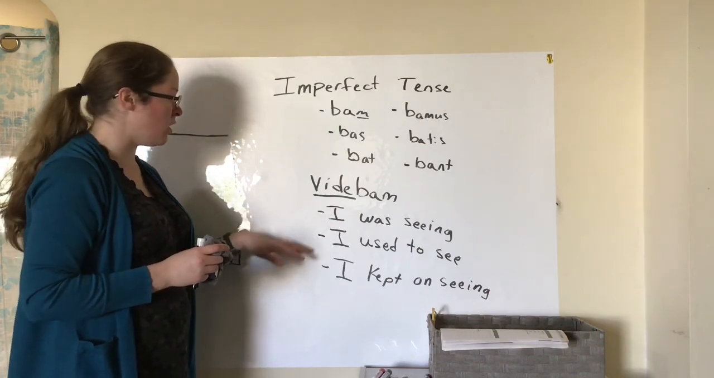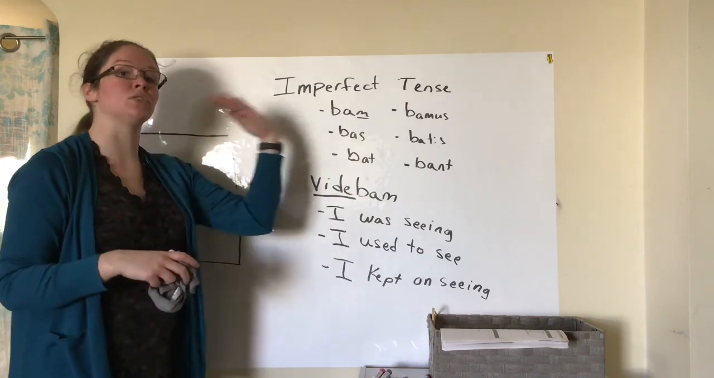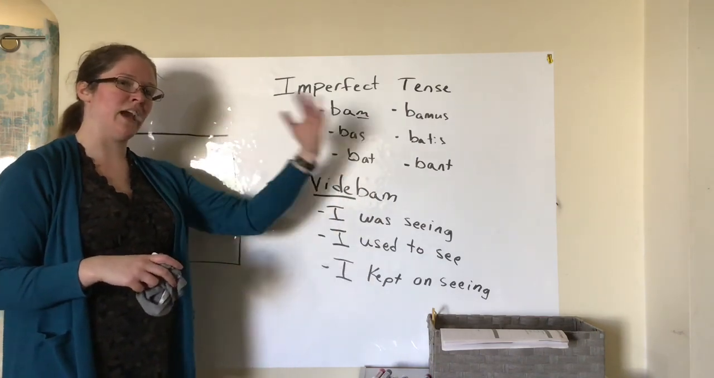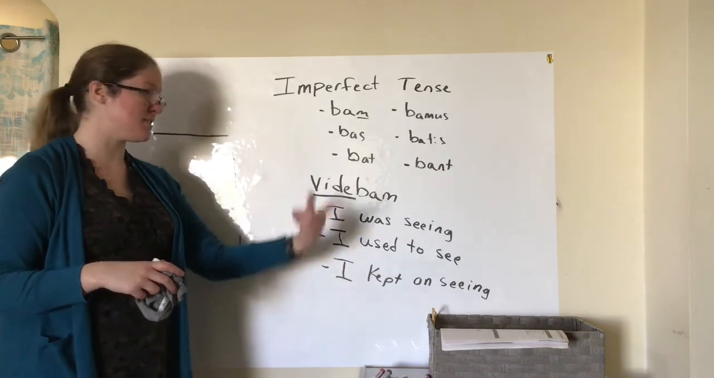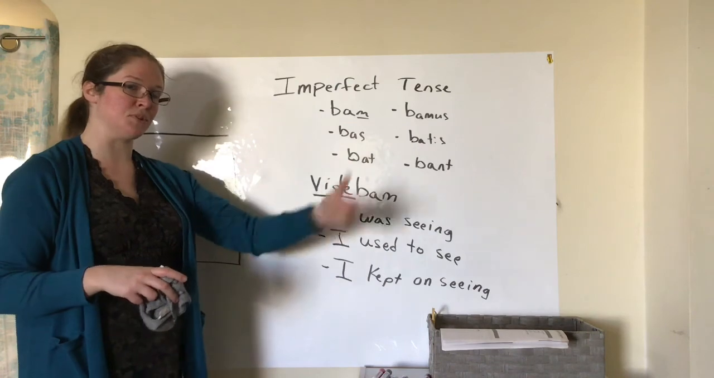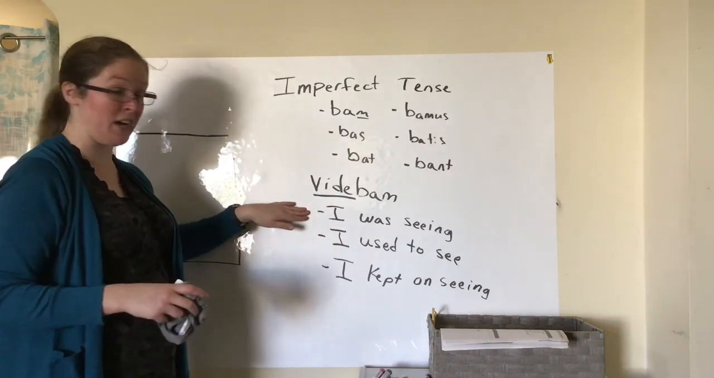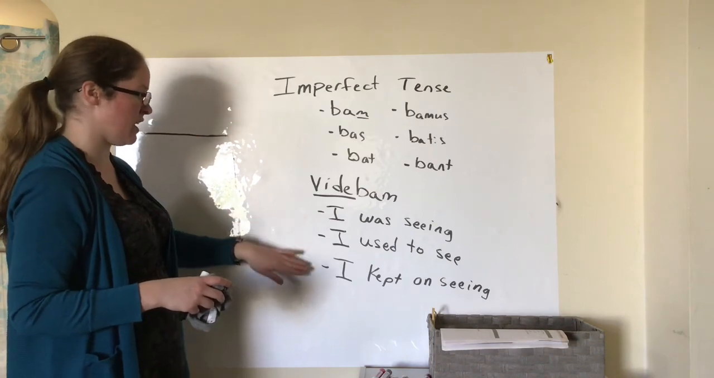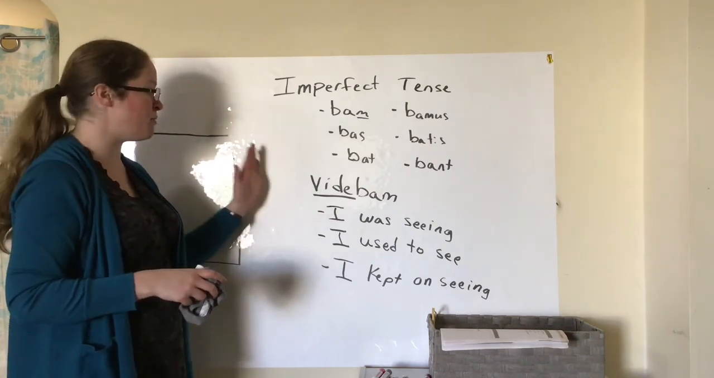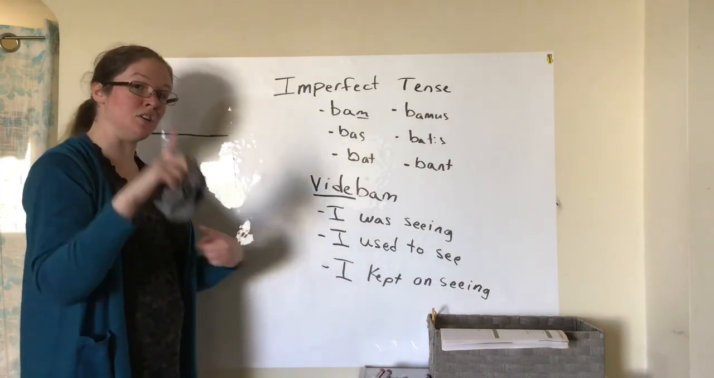But they are all actions that were continuous or ongoing. There wasn't like a definite endpoint, and they happened over and over again in the past. So either they never finished or they happened more than one time, multiple times over and over, although in the past. None of these are in the present, right? I was seeing, I used to see, I kept on seeing, and none of them are in the future. So they're all a type of past tense that was ongoing or continuous.